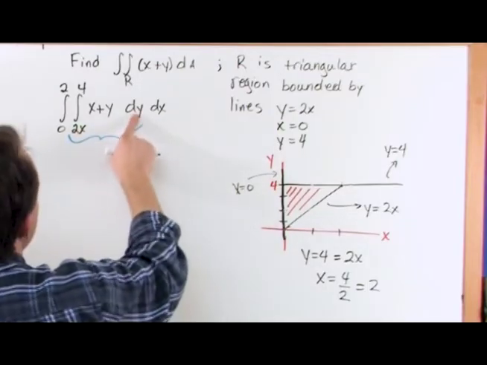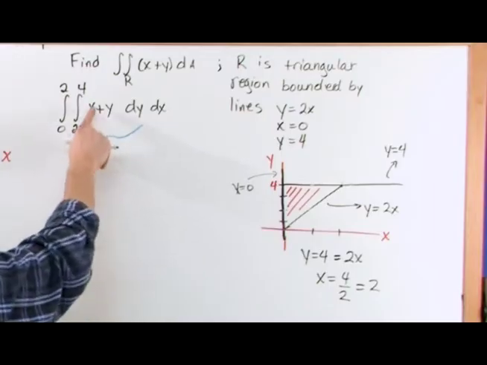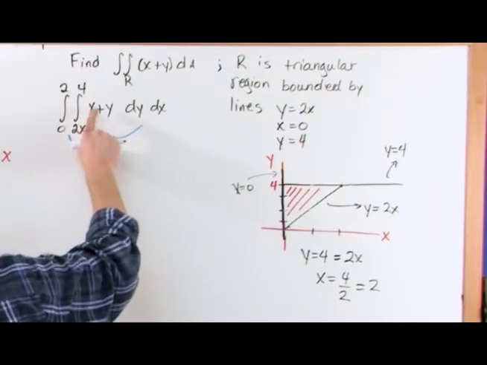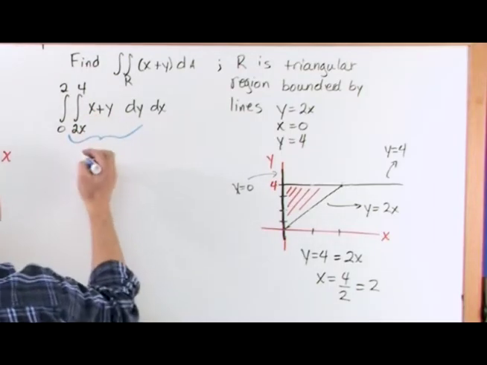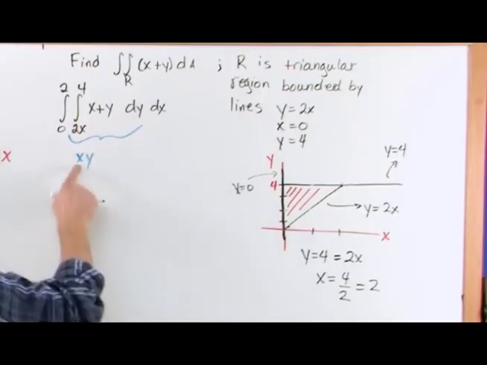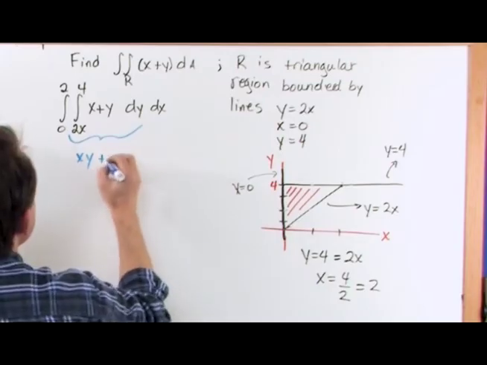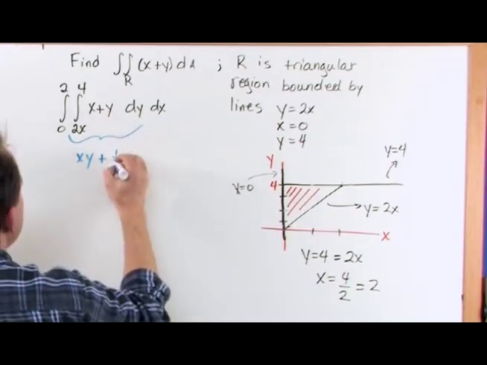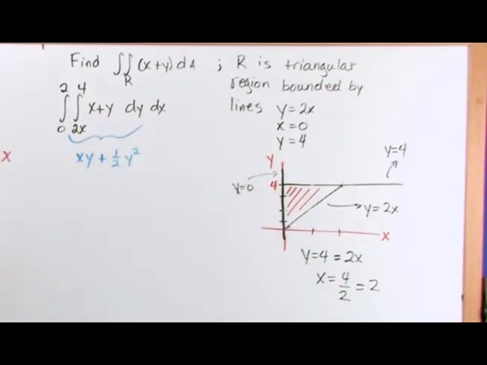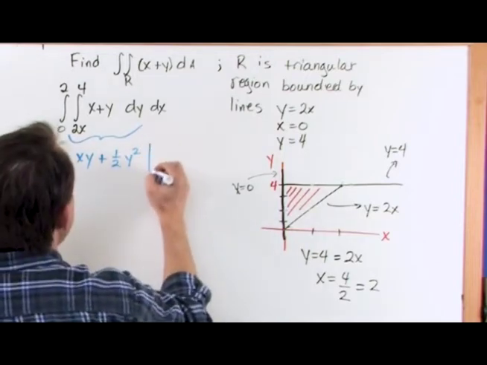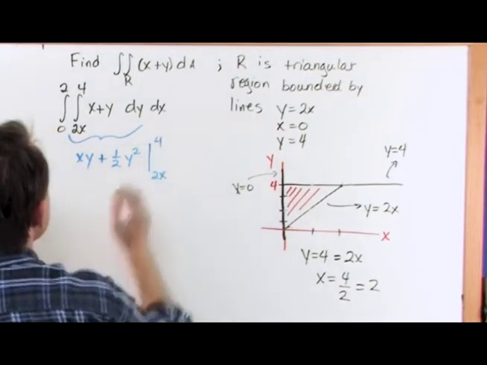Okay, so now we're integrating along y, so that means I'm holding x constant. x is a constant here, okay? So it's just like a number. So I integrate this, I'm going to get xy. Just as if this were 2, it would be 2y, okay? Plus, now I'm integrating y, it's going to be 1/2 y squared, okay? And I'm going to integrate that from 2x up to 4.